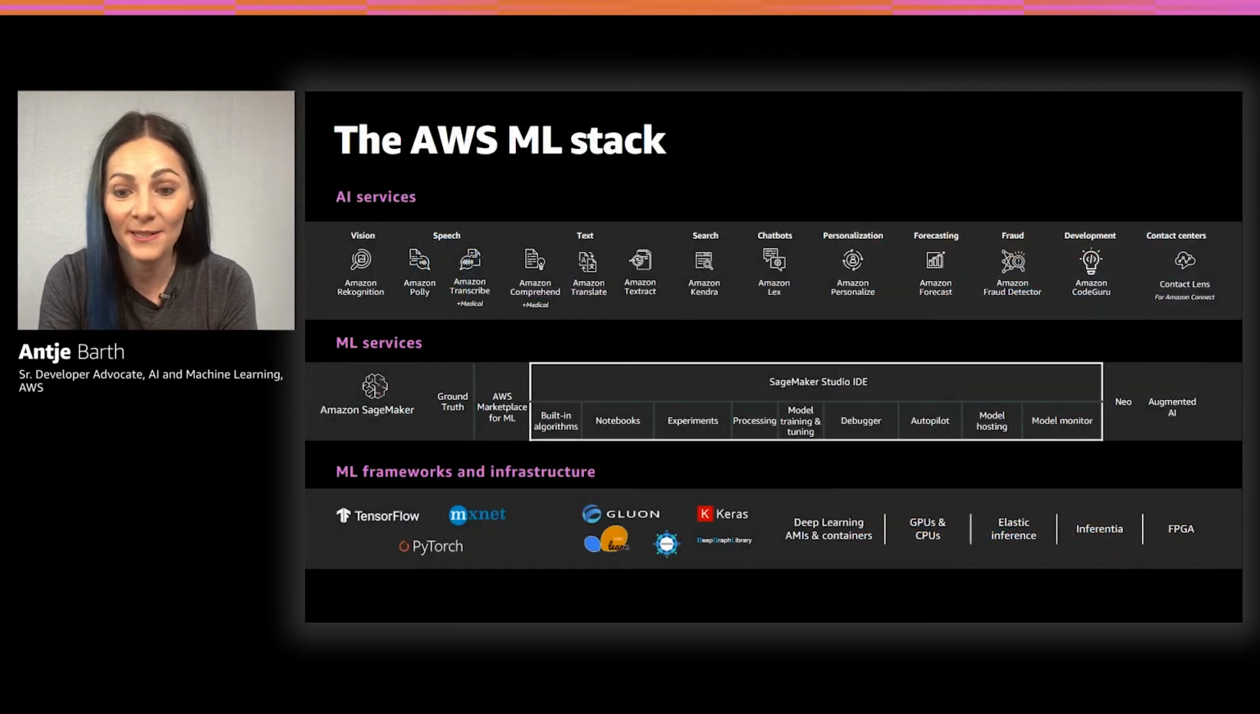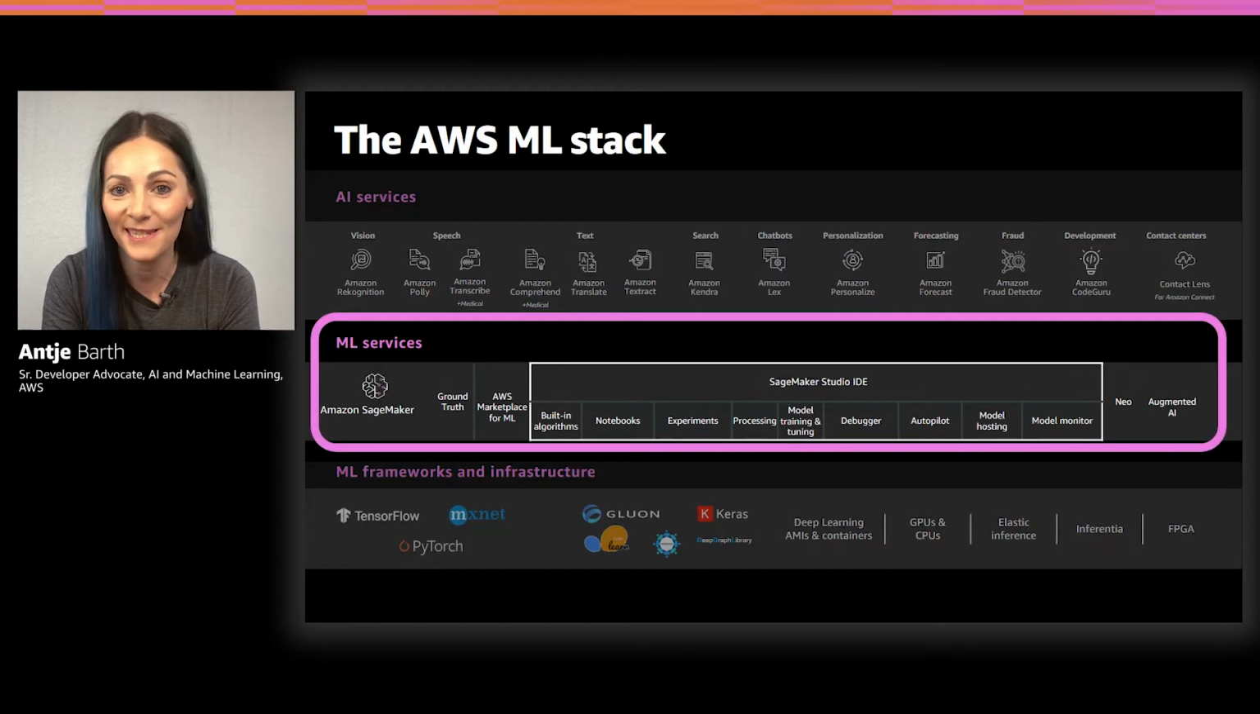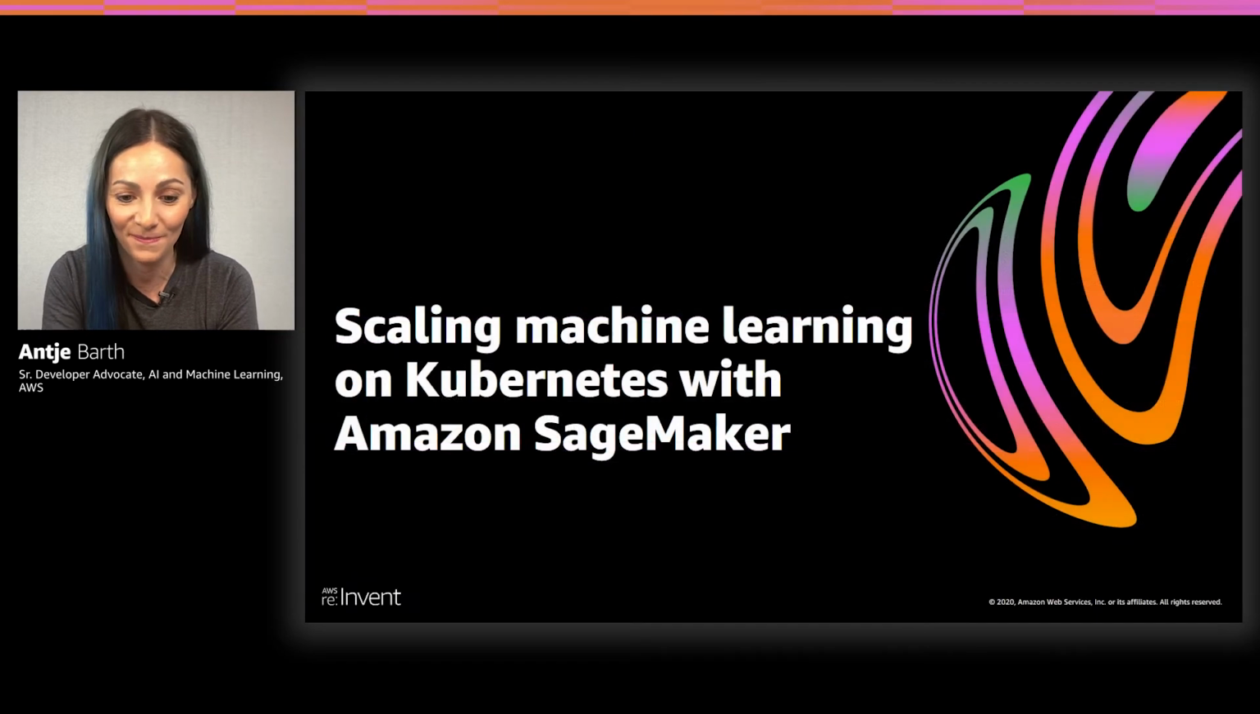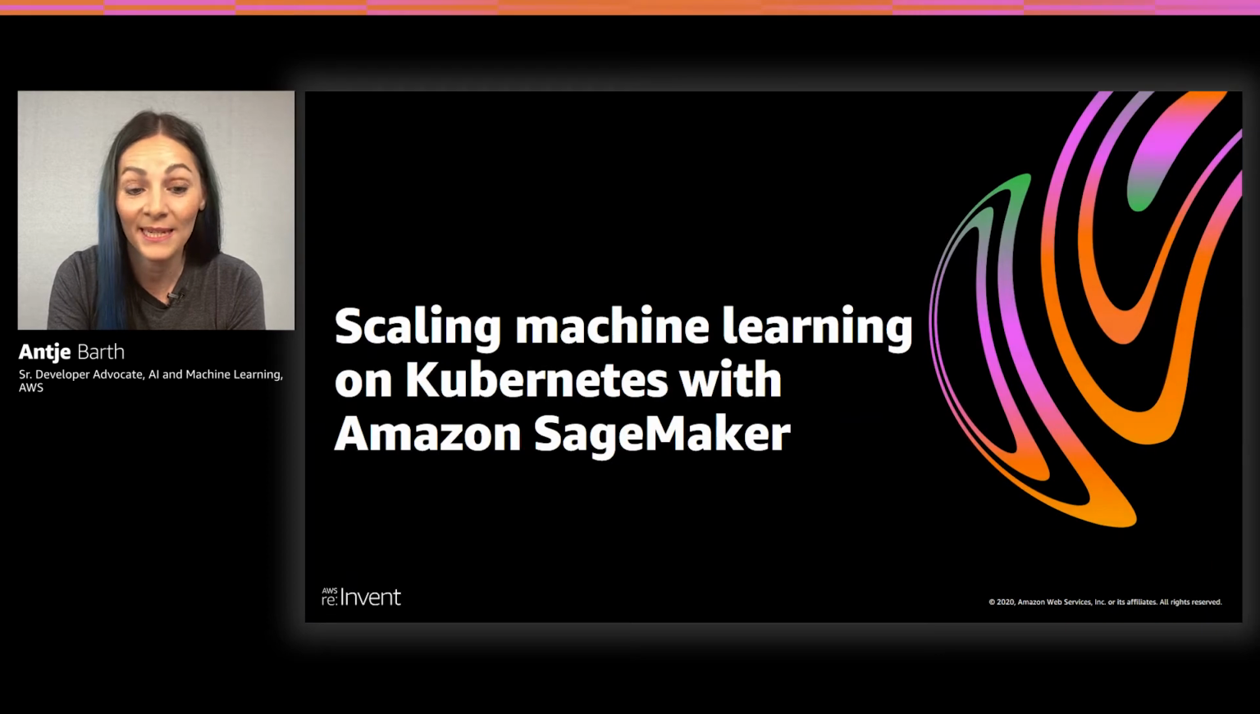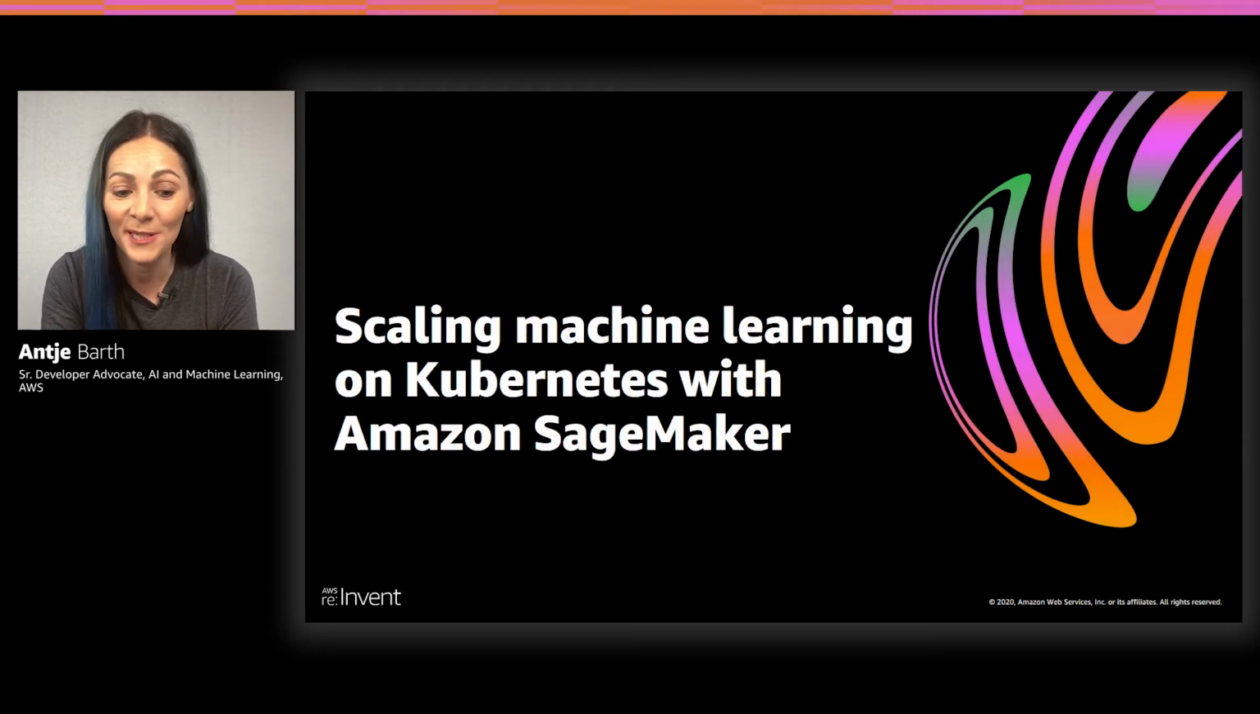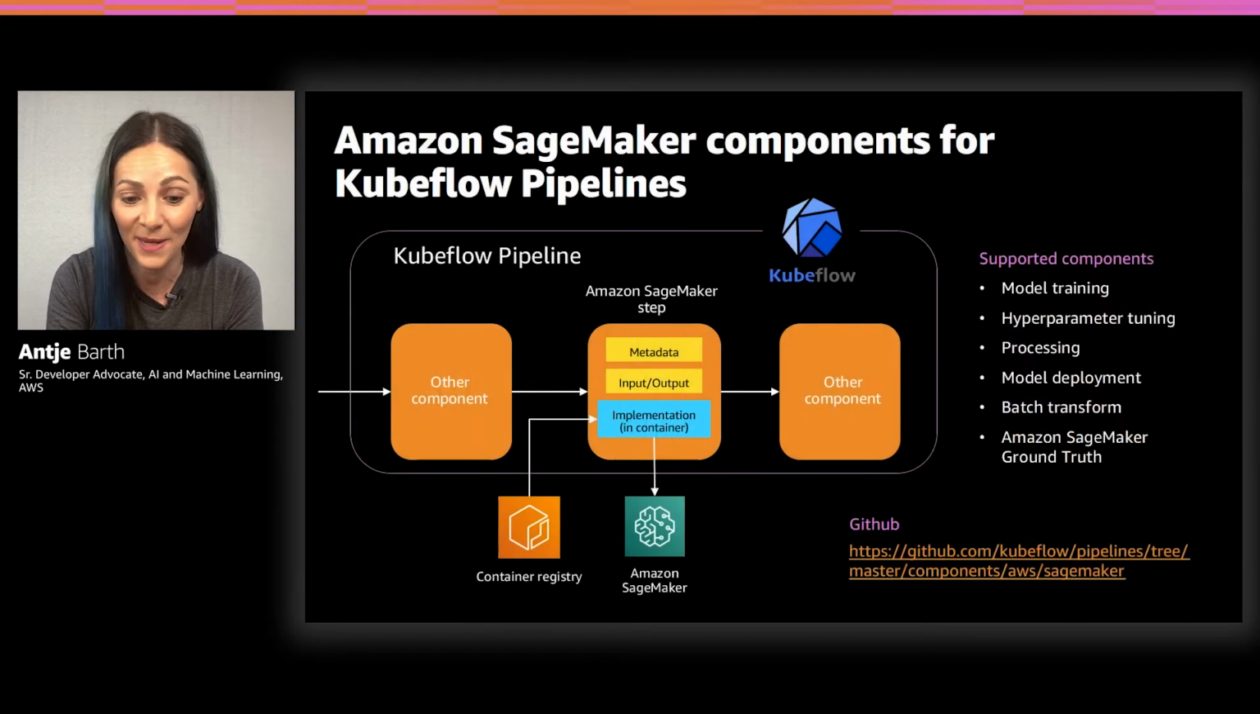And let's see how we can do this. So here's a quick overview of the AWS machine learning stack. And Amazon SageMaker is the service that helps you to build, train, and deploy machine learning models quickly by abstracting a lot of the infrastructure for you. So let's see how we can integrate this and how we can scale machine learning on Kubernetes with the help of the integration into SageMaker.